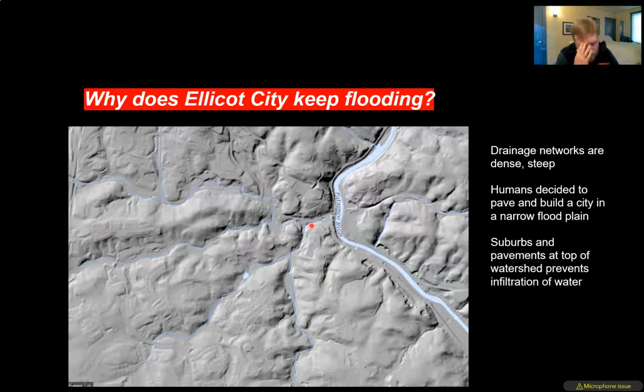I'll share also a really good NPR embedded podcast that is optional, but it's really interesting, and it talks about how this has really devastated this small town and caused a lot of people to question whether or not they should live there anymore, which is a pretty drastic decision to make when you think about a town that's over 200 years old.